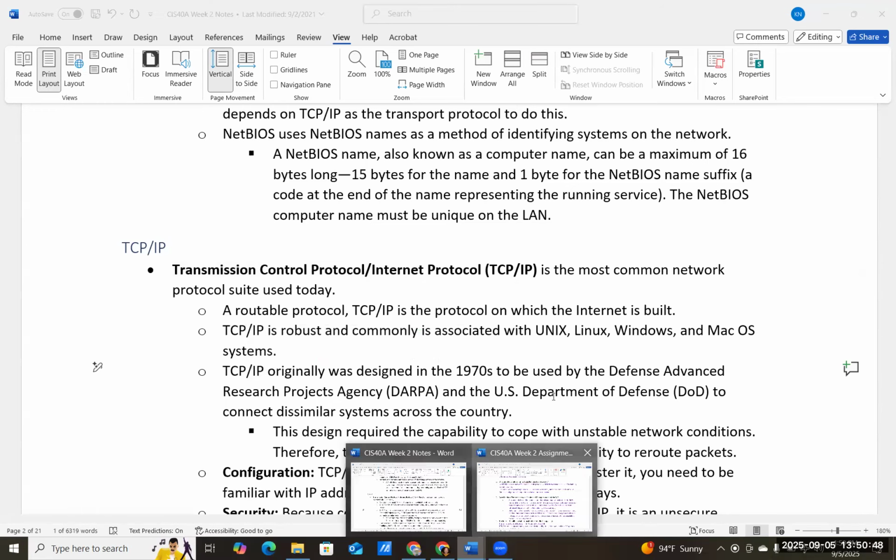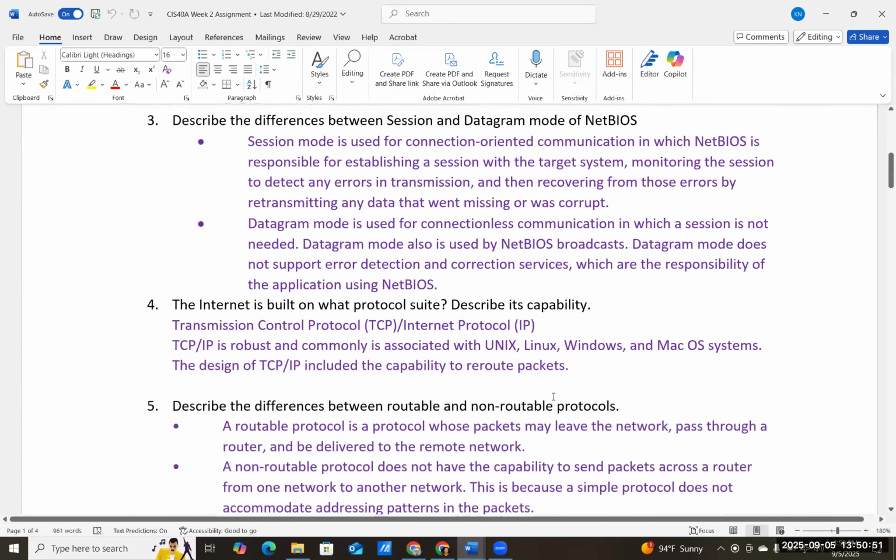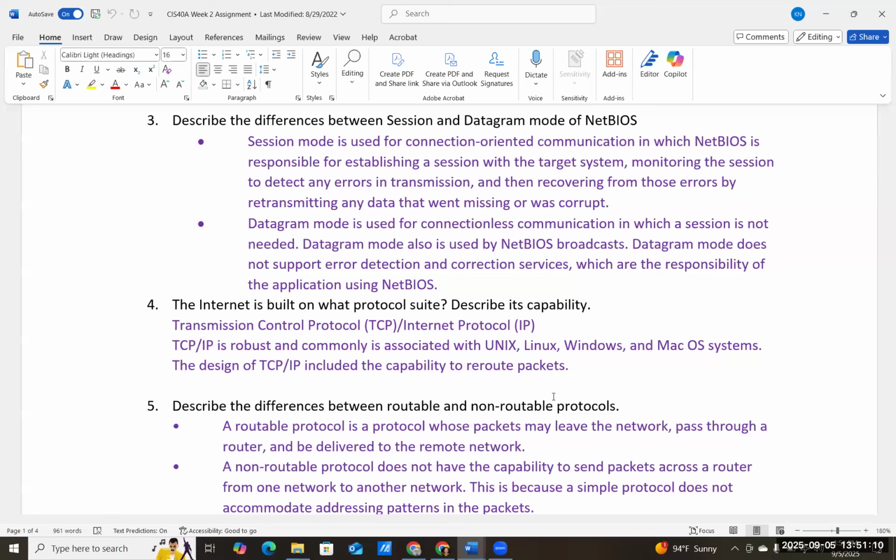Okay. So for 4, it says the internet is built upon what protocol suite? Describe its capability. If you look at all the IT jobs, especially related to networking, you would see that it requires you to know how to manage a TCP/IP network. Meaning that we need to understand what this protocol is used for. And when you're accessing a website, HTTP falls under TCP, right?